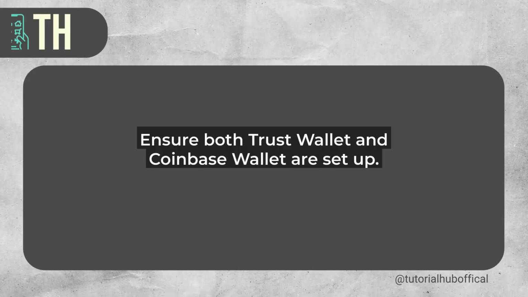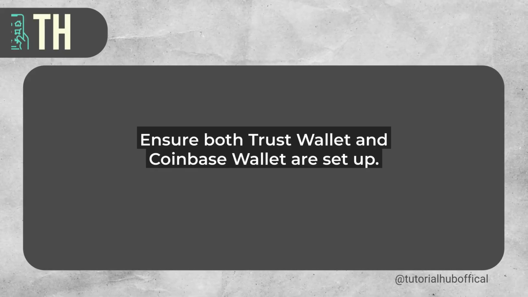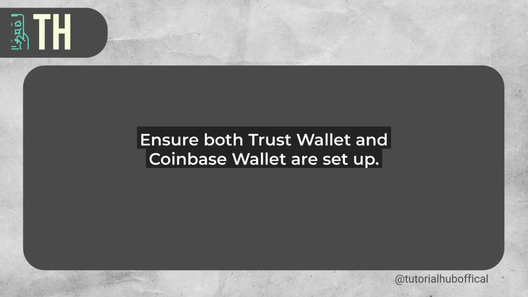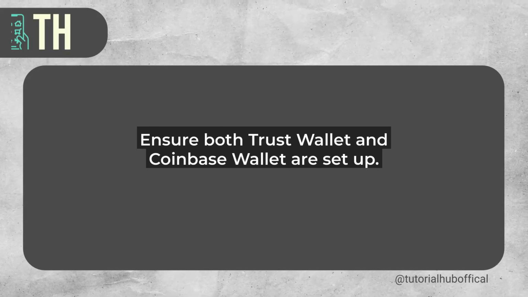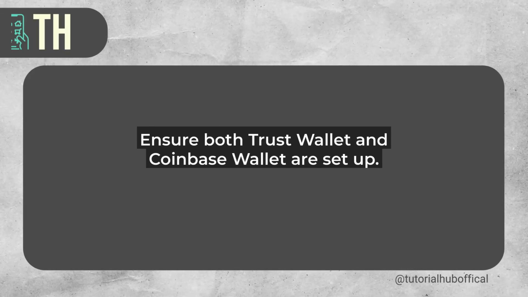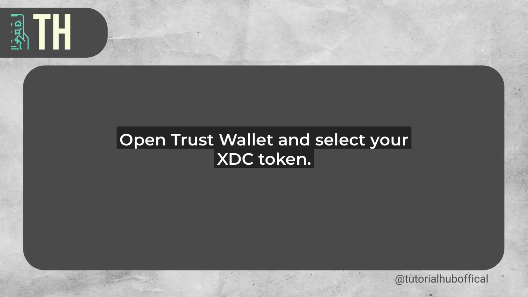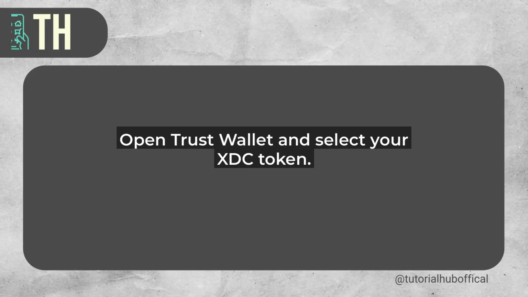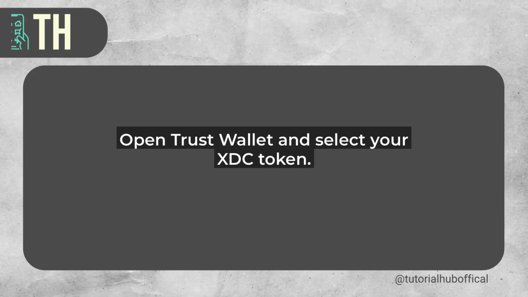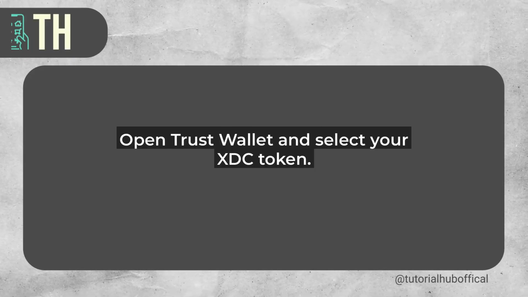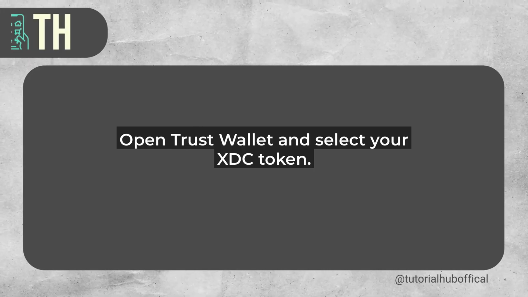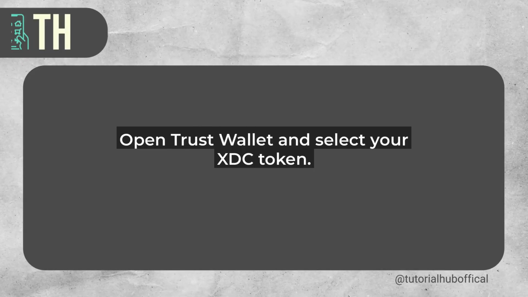First things first, make sure you have both wallets set up and ready to go. You'll need the XDC network added to Trust Wallet and your Coinbase Wallet address handy. This is crucial to avoid any mix-ups. Now, open your Trust Wallet app and navigate to the XDC token in your portfolio. It's usually under the Coins or Tokens section. Just search for XDC if you don't see it right away.